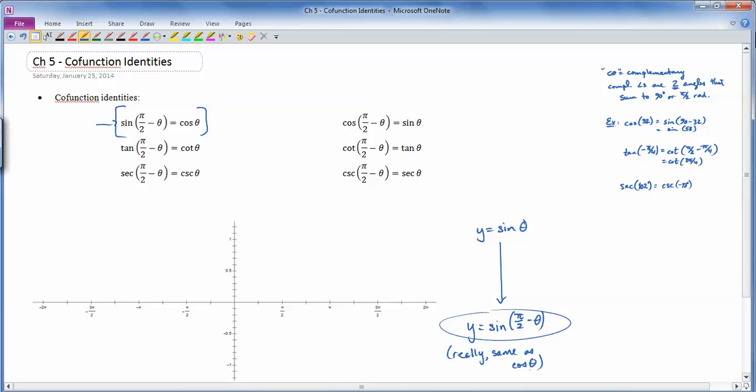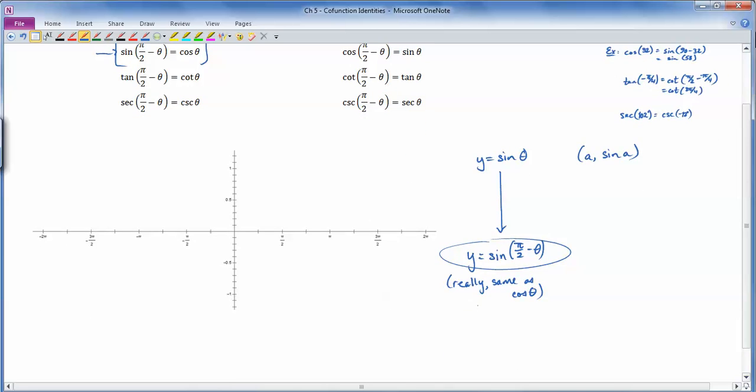Okay, so in order to get there, let's use our transformations. So I'm going to use that general point method. A, sine A is the point that would be on this graph. And then down here, if I call pi over 2 minus theta A, then negative theta is going to be A minus pi over 2. And then if I take the negative of both sides, I get positive theta equals pi over 2 minus A. So then the point that this turns into is pi over 2 minus A, comma, and then sine, and this is just A now.